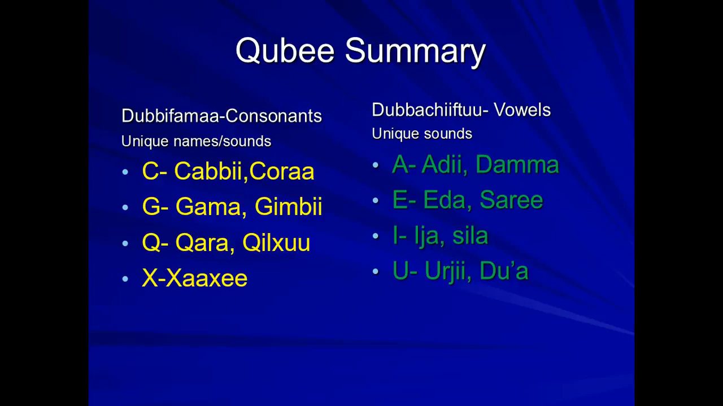U, urji. Actually, you can hear the sound itself in the word urji or dua. So that U sound is either in the middle, in the beginning, or at the end. We use those sounds. These are the consonants and the vowels, but we have more in Qubee.